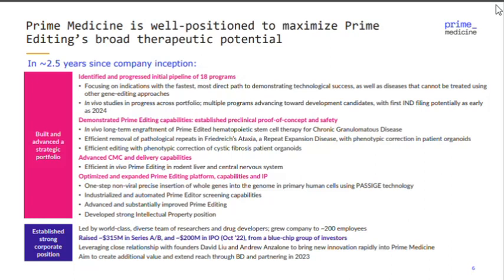Okay. Maybe a couple of technical details. The length of insertion and the length of deletion you can do with Prime Editing. Could you give us some sense of that? And also, how big is the Prime Editor? Is there any issue with delivering this Prime Editor to cells?